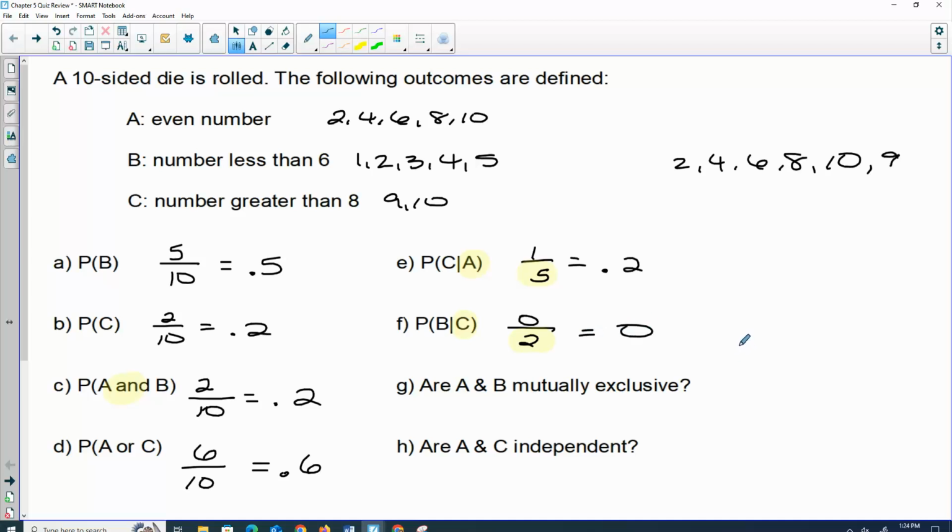Are A and B mutually exclusive? What does mutually exclusive mean? No overlap. Do they have anything in common? Yes. So they are not mutually exclusive.